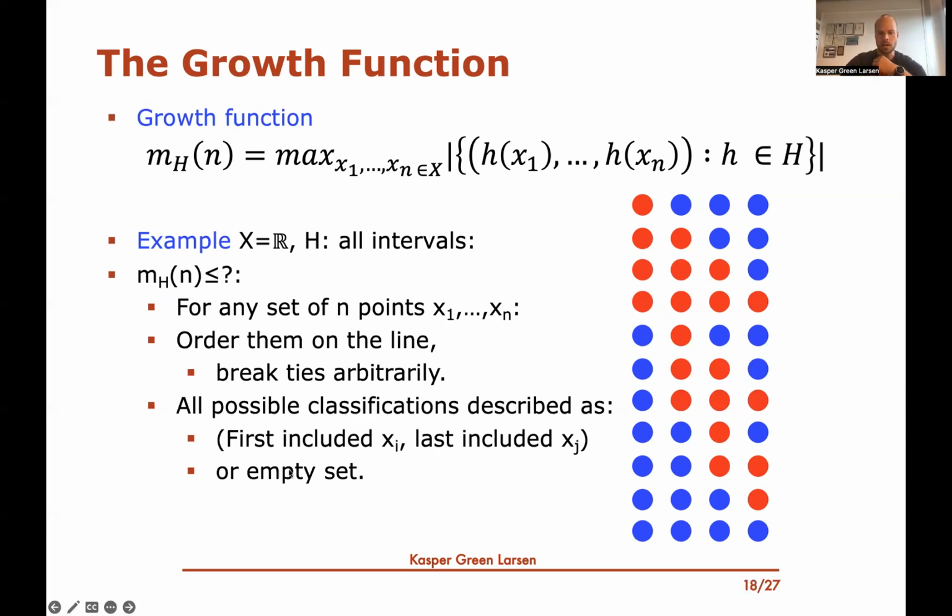So I can do that, or I can generate the empty set. If you count how many ways there are of choosing an xi that's less than or equal to an xj, or the empty set, you get an expression like this one: 1 plus n squared over 2 plus n over 2. So you have a general expression here for the growth function. And you can see here that this one grows as n squared, whereas the previous one grew as n. Okay.